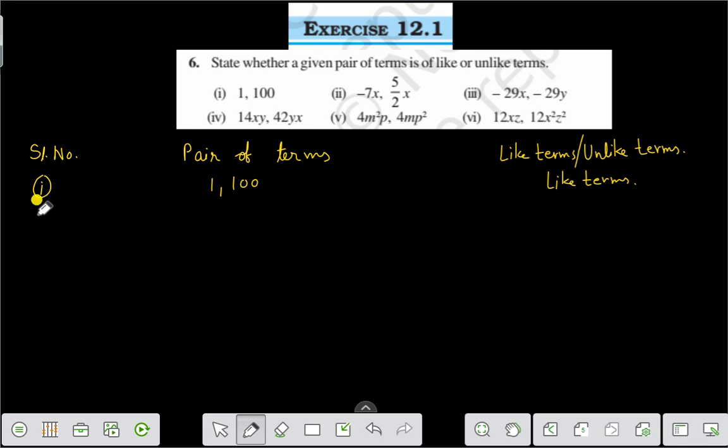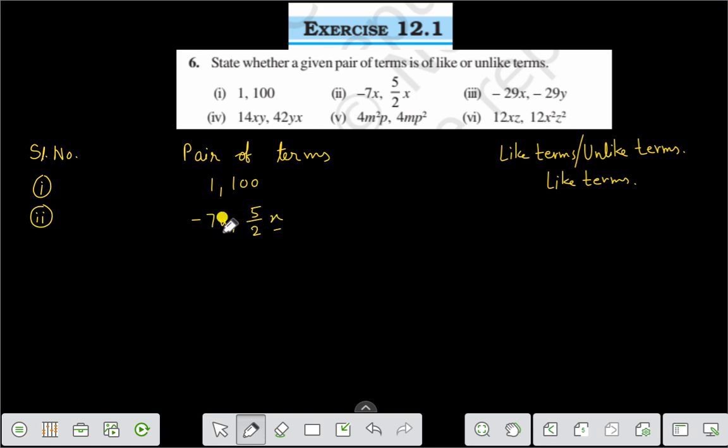Now question number 2. A pair of terms is given as minus 7x, 5 by 2x. One is minus 7x, another is 5 by 2x. Here you see, a term is x, right? This is a fraction, this is a number, but the term is x, right? This is minus 7x, this is 5 by 2x.